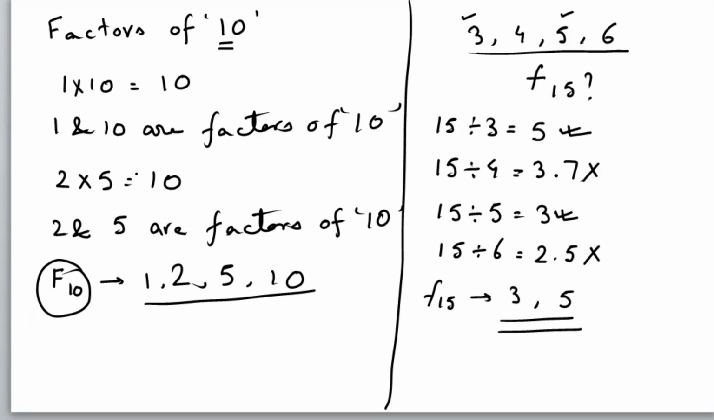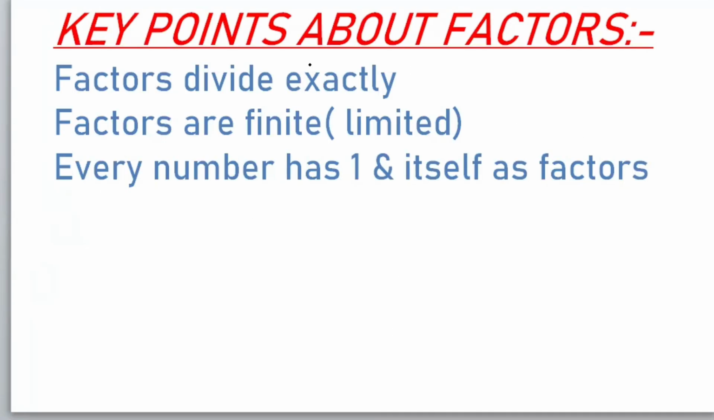Now let's go and check some key points about the factors. What are the key points about factors? It says factors divide exactly, meaning it divides evenly without leaving any remainder. Always remember that when we find the factors, it should divide without leaving any remainder. It should not be in decimal form. Okay, it should always be a whole number.